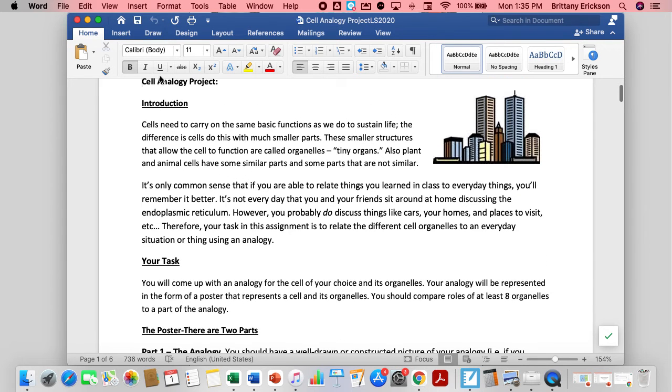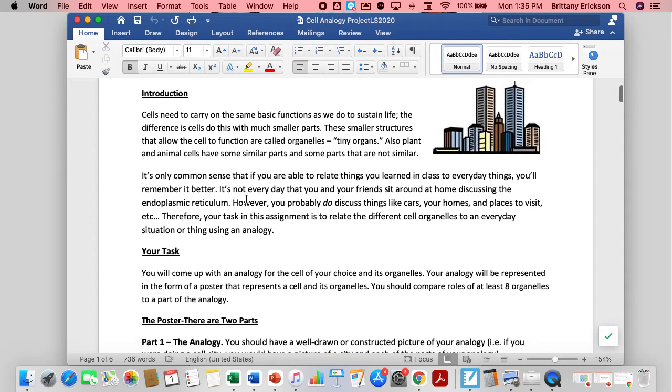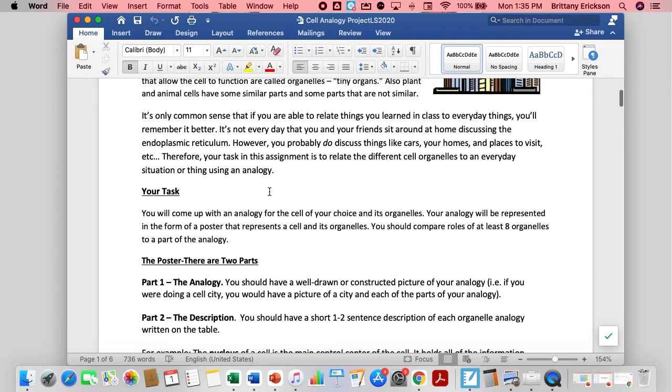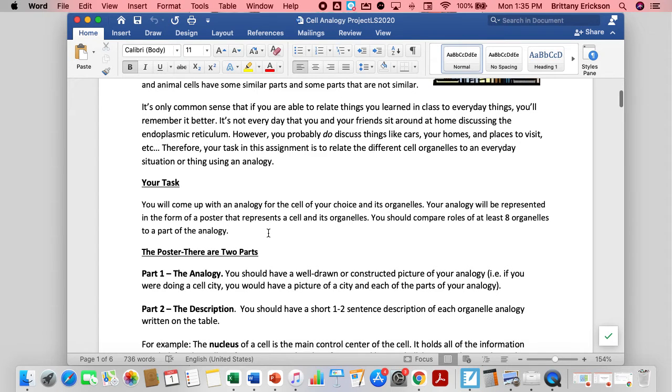Here we go. Introduction. Cells need to carry on the same basic functions as we do to sustain life. The difference is cells do this with much smaller parts. These smaller structures that allow the cell to function are called organelles, tiny organs. Also, plant and animal cells have some similar parts and some parts that are not similar. It's only common sense that if you are able to relate things you learned in class to everyday things, you'll remember it better. It's not every day that you and your friends sit around at home discussing the endoplasmic reticulum. However, you probably do discuss things like cars or your homes and places to visit.